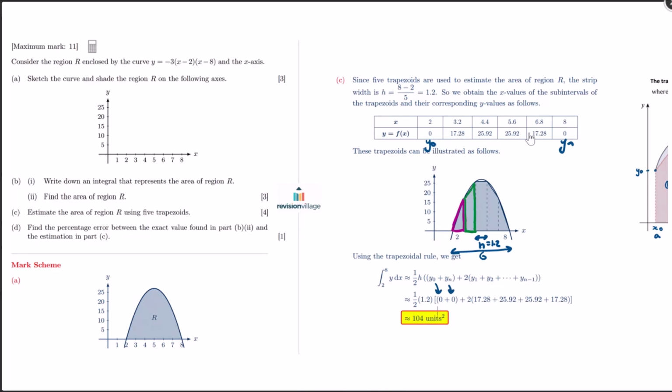Now, there are a few ways that you could do this. The first way is to sub in 3.2 as an x value into the equation to get the output, y, and that will come out as 17.28.